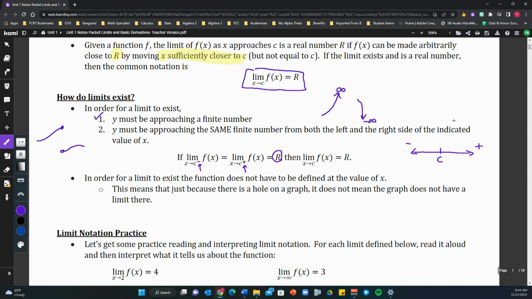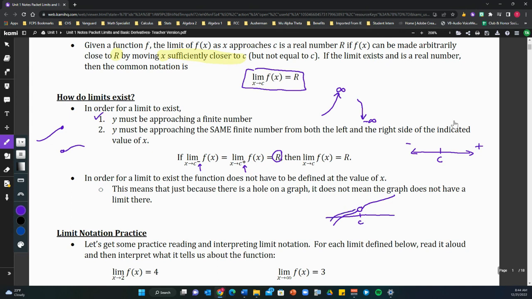There does not have to be a point at the value of x on a graph for the limit to exist, which means it is possible for a graph to have a hole or a removable discontinuity at a particular value of x that we are concerned with. So again, if you think about the two conditions, y must be approaching a finite number, and it has to be the same finite number from both the left and the right side of c.